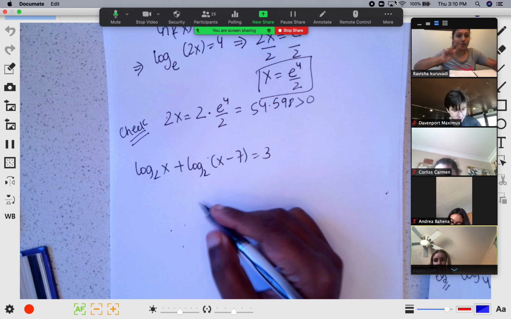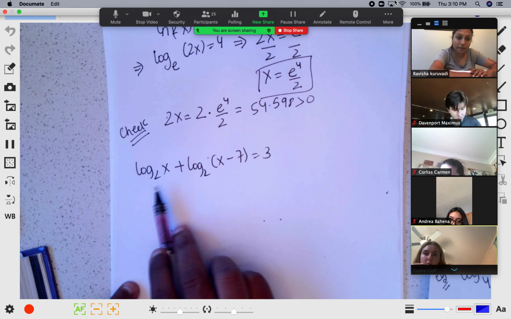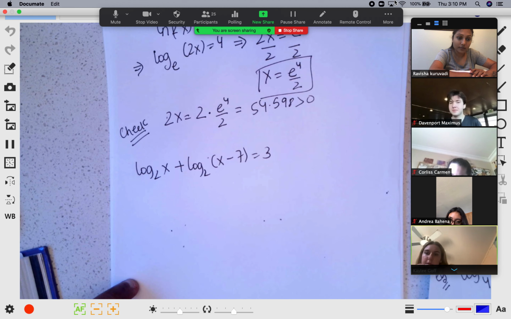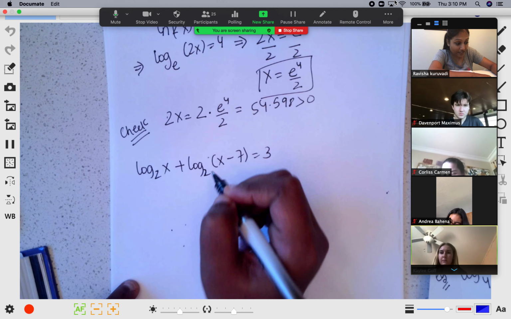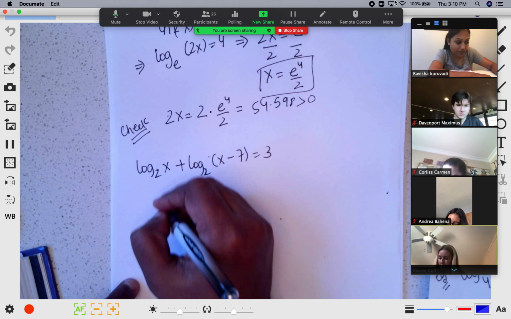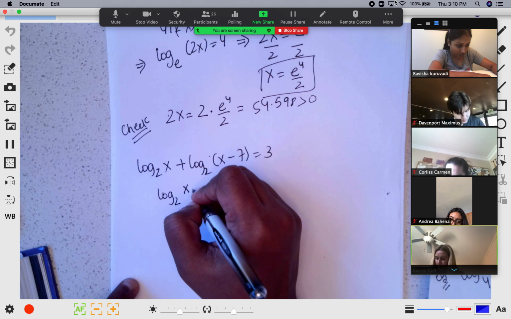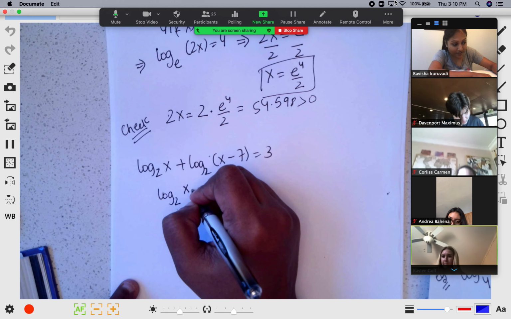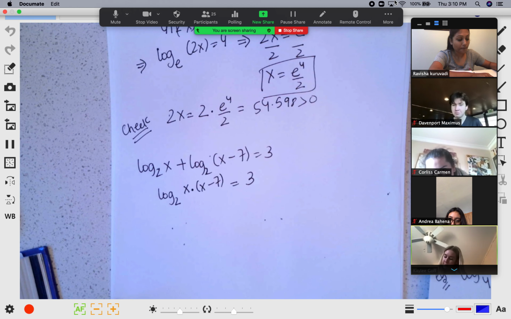Now there are 2 log functions. I've never taught you for 2 log functions. But can I convert these 2 into 1? Isn't that the condensing? You would turn it into multiplication because it's adding? Yes, correct. Same base I can condense. So it'd be log base 2 of x times parentheses x minus 7. Yes, correct. Absolutely. Is equal to 3.